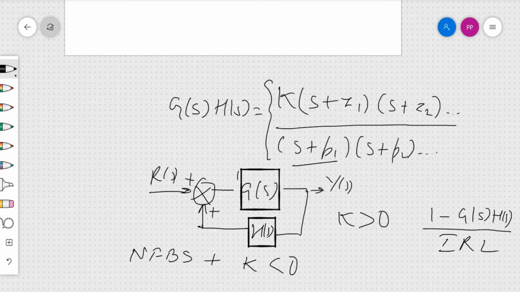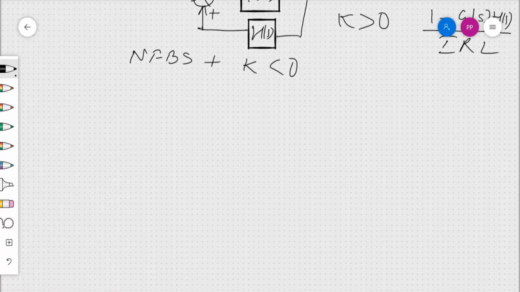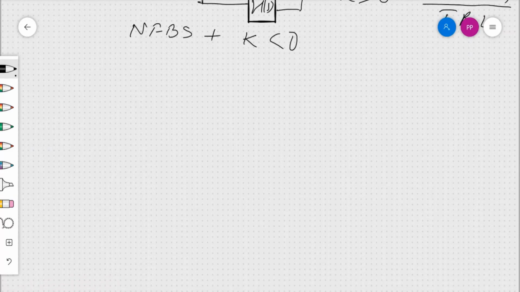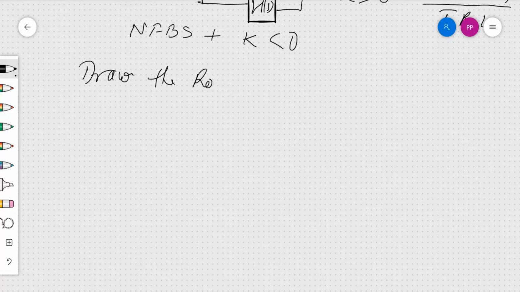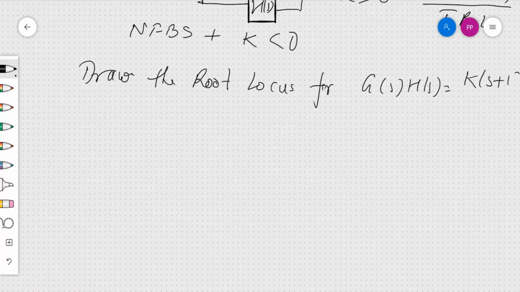So let us start with the problem we are planning today. The first problem we are going to take: draw the root locus for the open loop transfer function G(s) H(s) equal to K into (s plus 1) divided by s square into (s plus 3.6). So this is the problem. We do the things step by step.